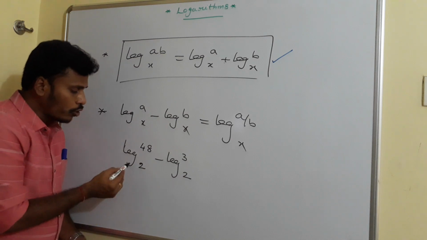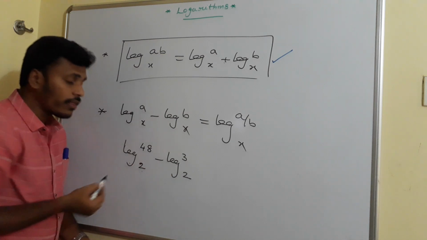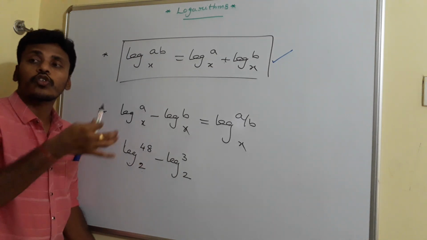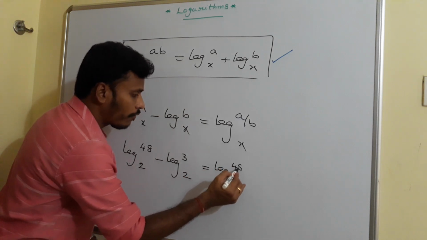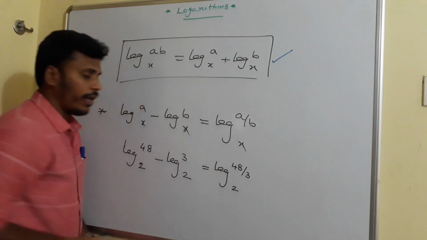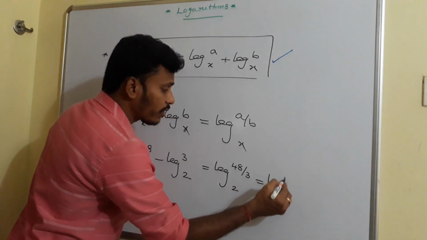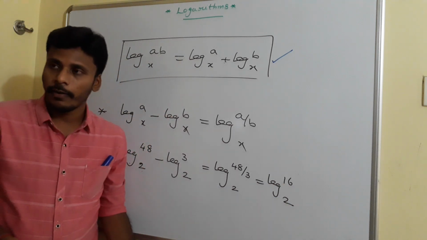If you look, both these logarithms are there with the base 2. Since both the logarithms are with base 2 and a minus sign is there in between them, you just go with the division. So you can write it like logarithm of 48 divided by 3 base 2. And logarithm of 48 by 3 base 2 is nothing but logarithm of 16 base 2. 48 by 3 is 16, right?